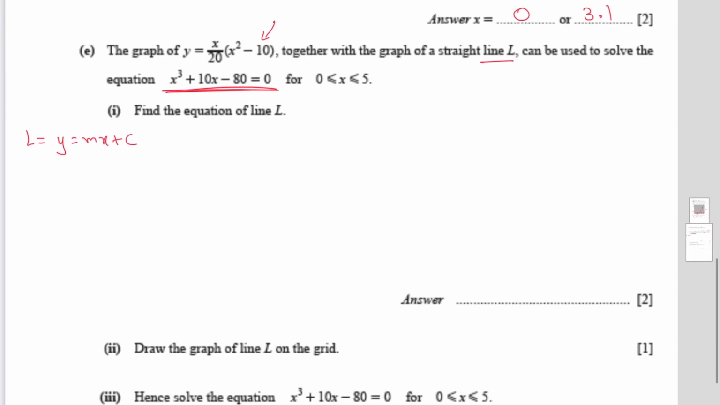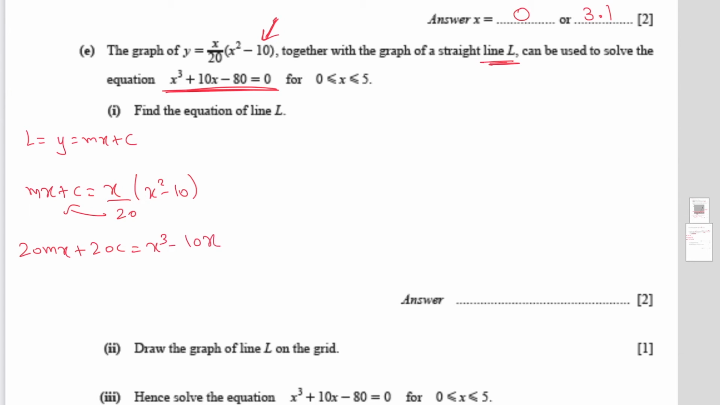So what we need to do first is we need to equate the straight line L and this graph right here. So we do mx plus c equal to x over 20 times x squared minus 10. 20 gets cross multiplied. This becomes 20mx plus 20c. And on this side of the equation, you have x cubed minus 10x. Okay, if I bring all of this to the right side, the equation becomes x cubed minus 10x minus 20mx minus 20c. Now we have to look at this equation and this equation and find the values of m and c so that we can plug them back into this straight line.